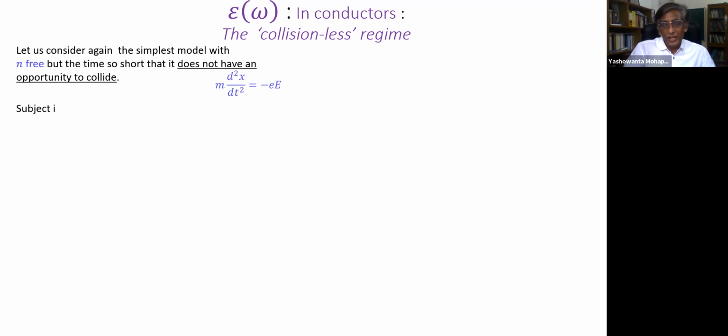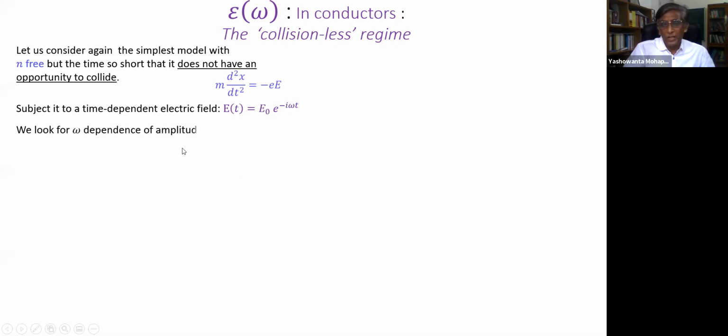Now I subject it to the time-dependent electric field of the electromagnetic wave, and I do not worry about the space. I only worry about the time-dependent E naught e to the power minus i omega t. So now we look for the omega dependence of this amplitude x. It is vibrating. This you have done in Physics 102 a lot, in oscillations and simple harmonic motion. So we look for the omega dependence of this x naught. We plug it into the equation of motion to obtain that.